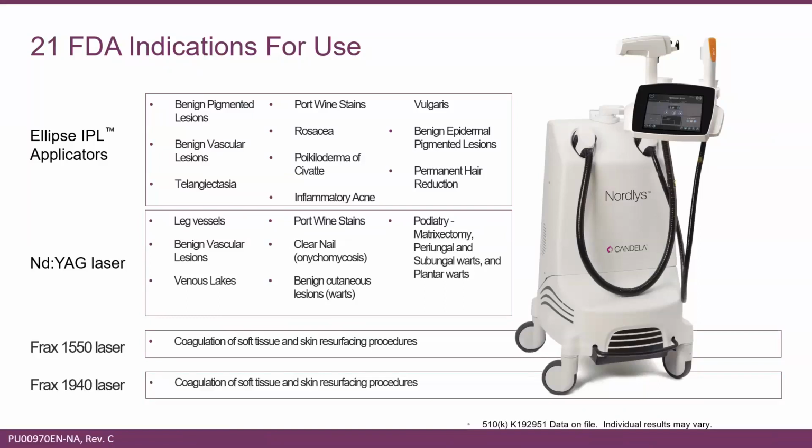And also using the Nd:YAG, we can treat more vascular conditions, so leg veins, larger vascular structures, venous lakes, port wine stains, etc. And finally, with our 2 Frax handpieces, the 1550 and the 1940, we can use it for skin resurfacing. In particular, with the 1940, we can also use it to treat actinic keratosis. So we're using it to treat some pigment as well.